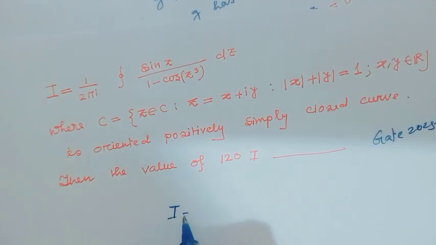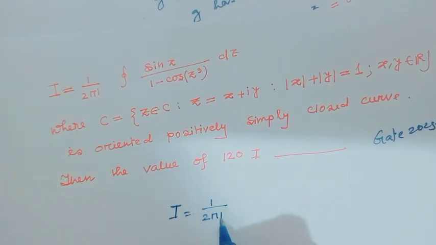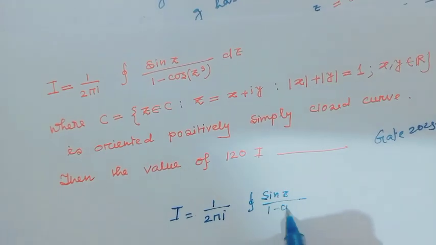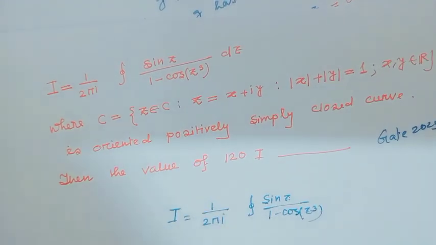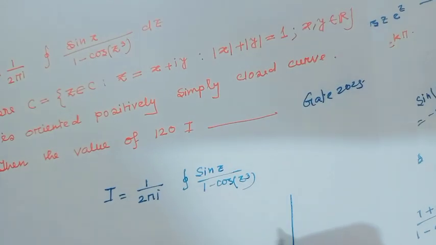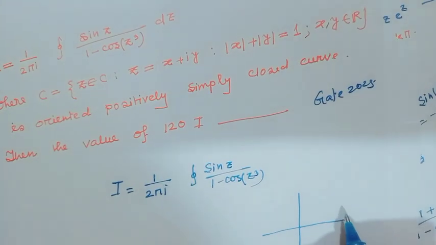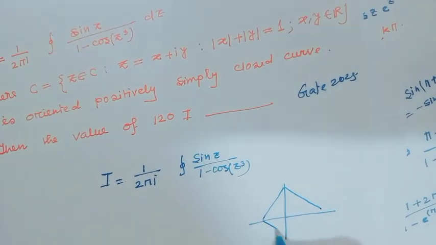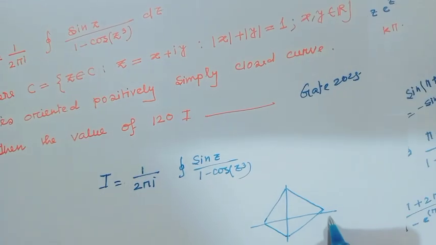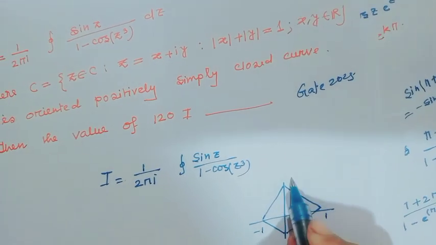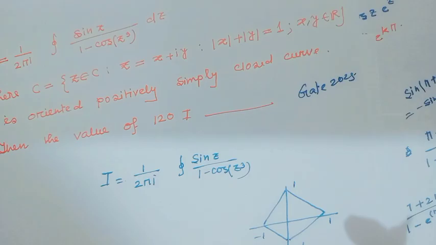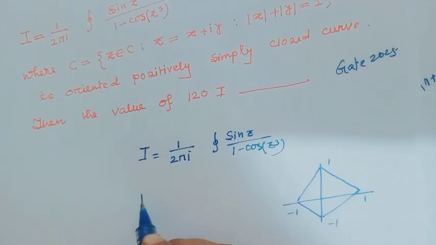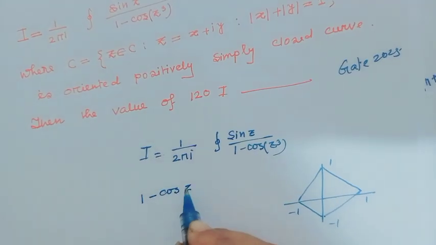here I equal to 1 over 2 pi i times the integral of sin z over (1 minus cos z) cubed. And the region is mod x plus mod y equal to 1. That means the region is of this type, with vertices at 1, minus 1, 1, minus 1. And the pole is where (1 minus cos z) cubed equals 0.